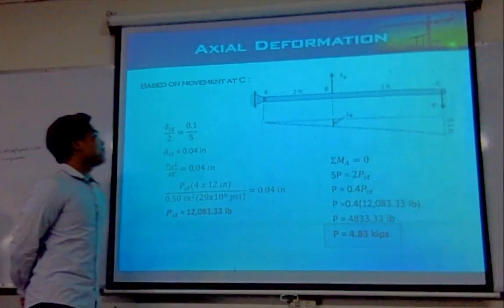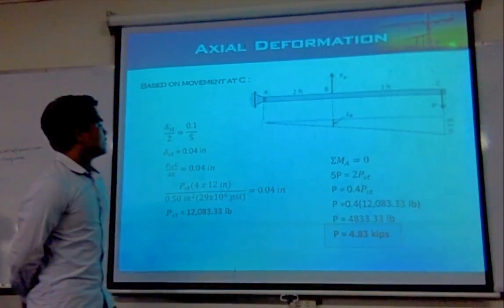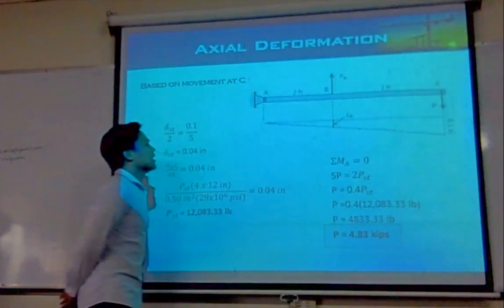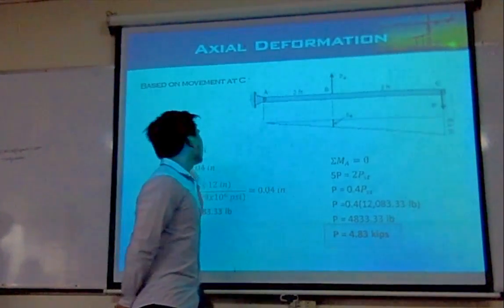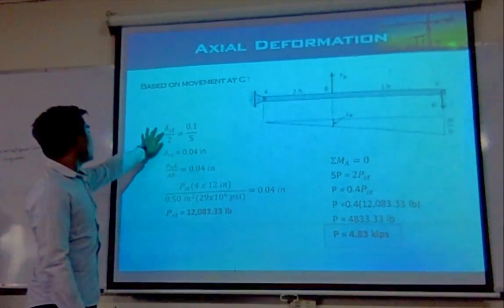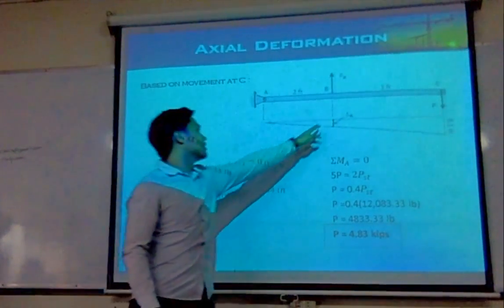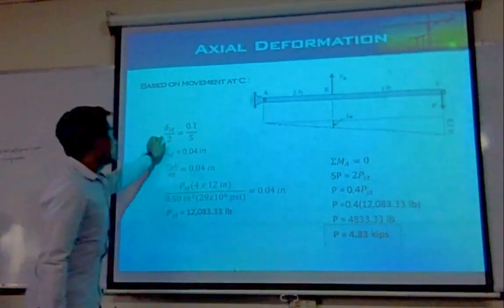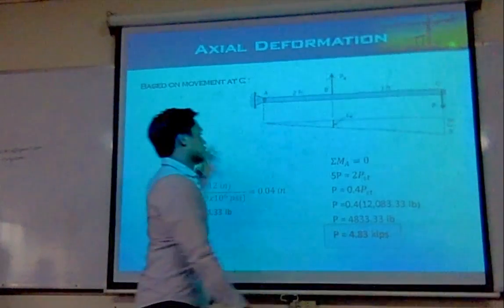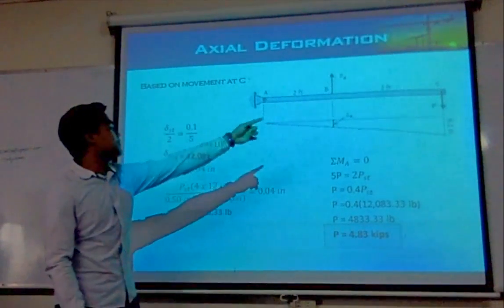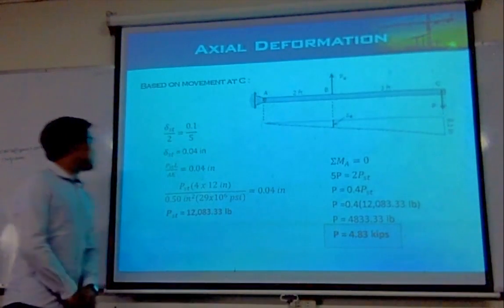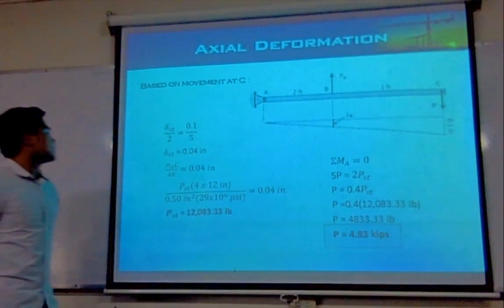Next is based on the movement at point C. We notice there's a triangle here, which is what we call the elongation triangle. From similar triangles, we can get the elongation of steel over 2 is equal to 0.1 inch over 5, the length of the line. And we get the elongation of the steel is equal to 0.04 inches.